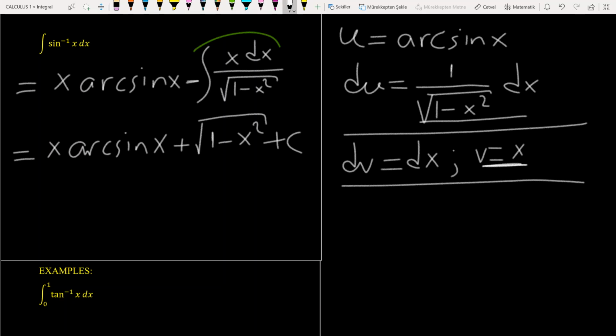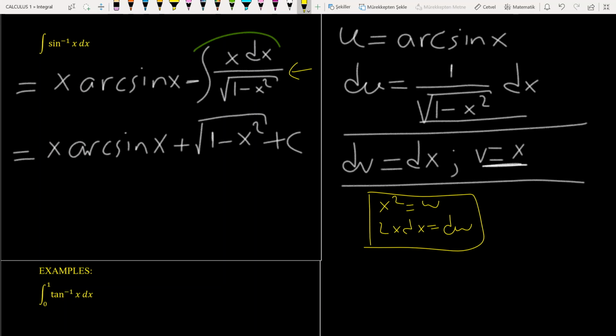If you use the substitution rule, for instance, if you say x squared is w, 2x dx in this case is dw, okay? If you use this substitution for this integral, then you will have square root of 1 minus x squared.